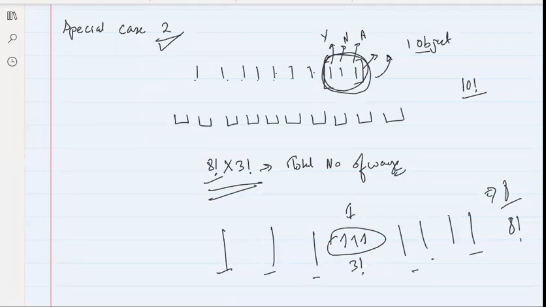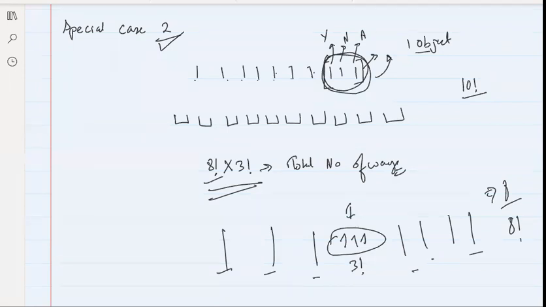See, in the first case, there is no grouping, so it will be just 10 into 9 into 8 into 7 into 6 and so on. Got it? It won't be 1 into 1 into 1 into 7. It will be just 10 factorial.